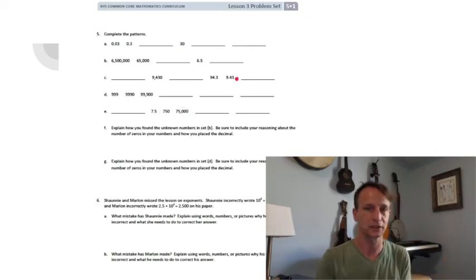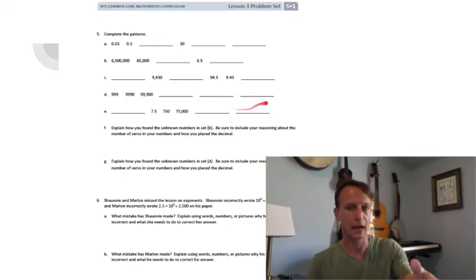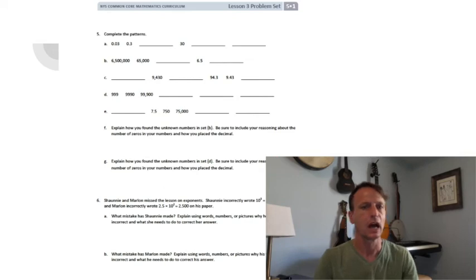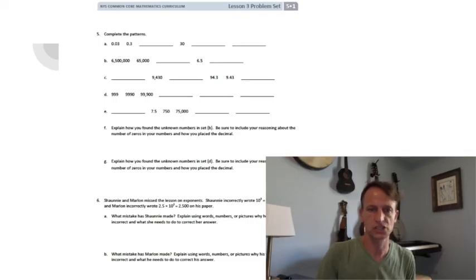Then, just like we did before, go ahead and do the patterns. These are a little tougher though, because you see in some cases you have to fill in 3 of them instead of just 1. How did you find them? Similar questions here, so I won't go into as much detail. And then I love these questions where somebody got something wrong. Tell me what's wrong. So Shawnee, he missed the lesson on the exponents. Oh, so did Marlon. Okay.